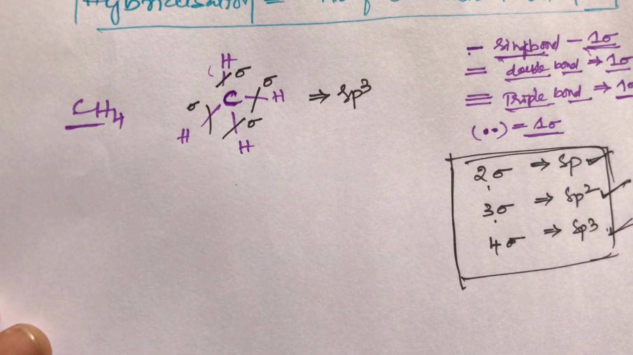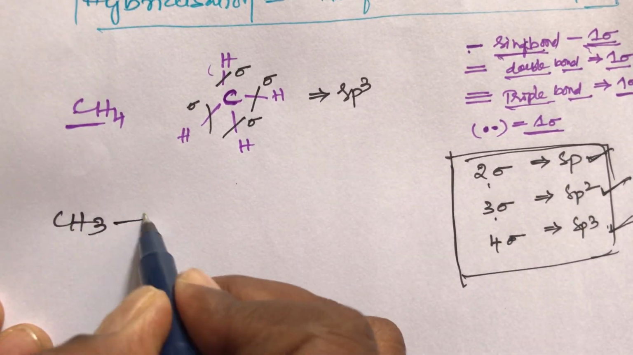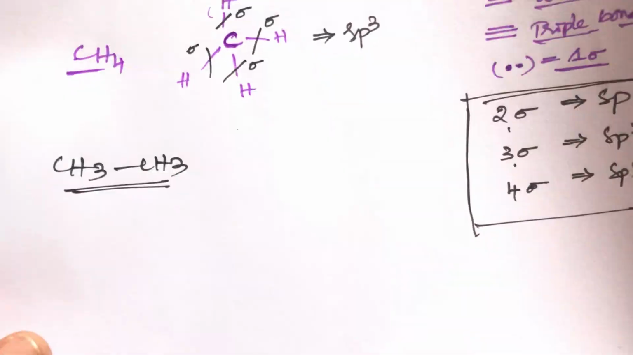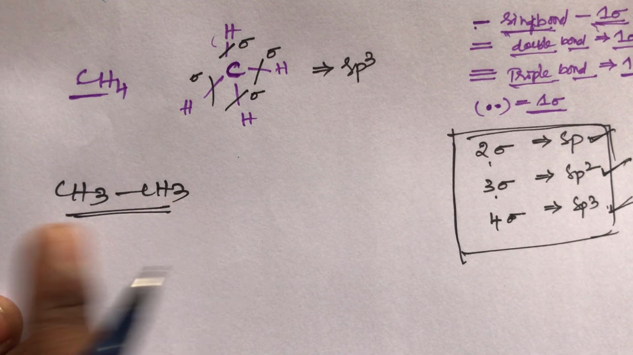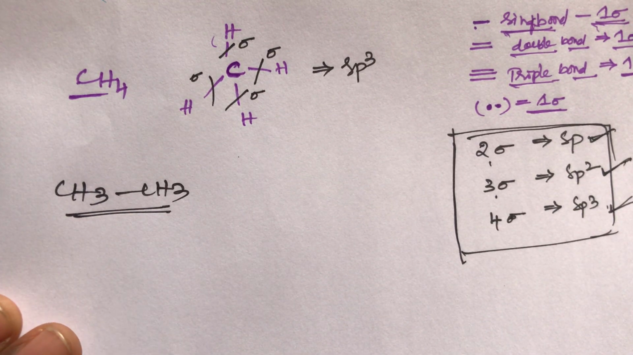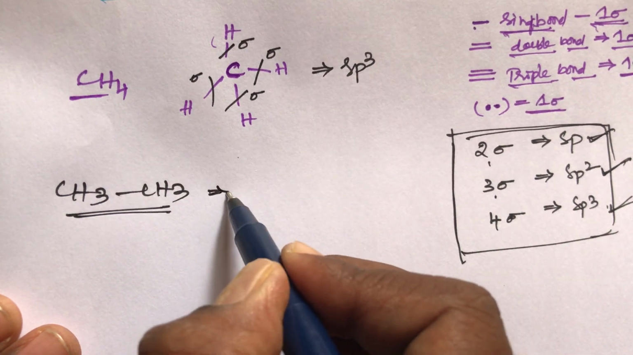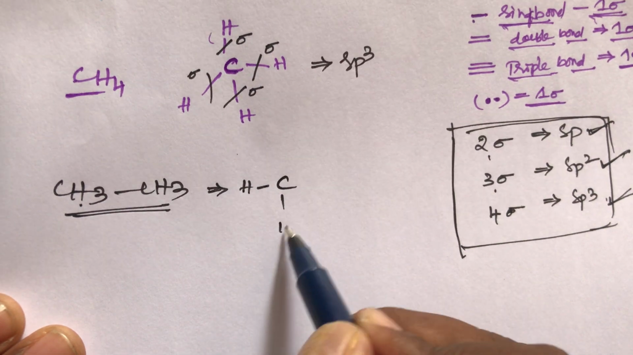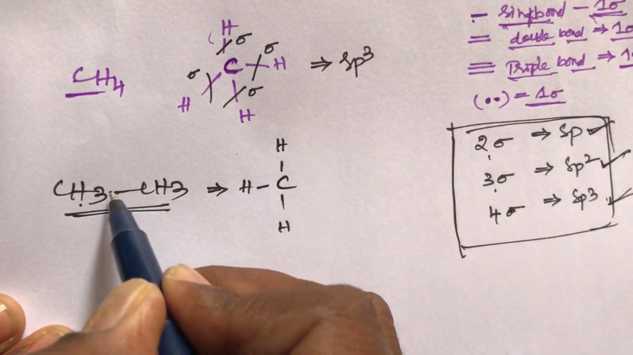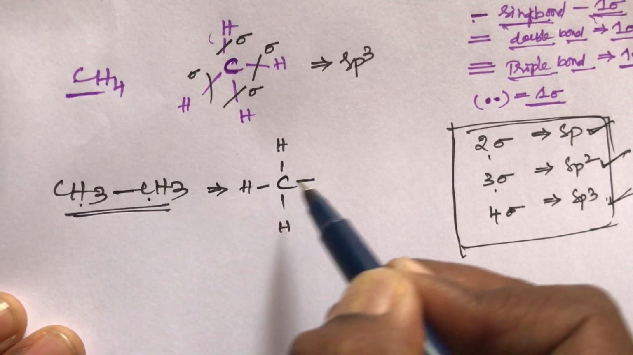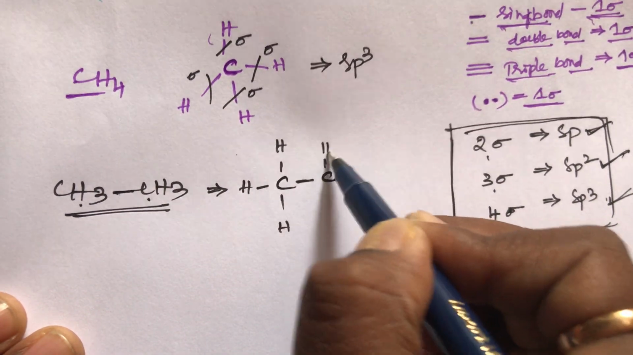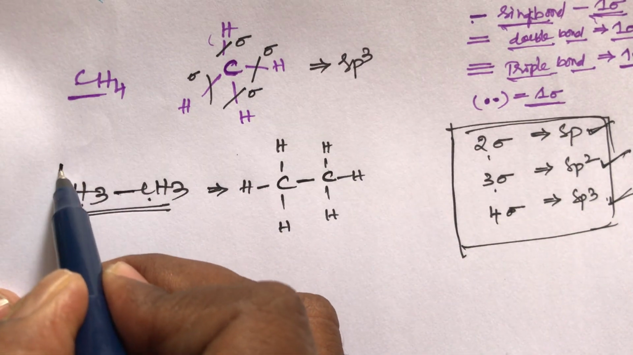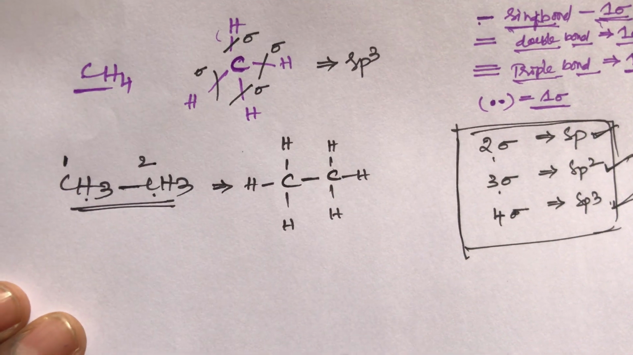Now take one more example, students. In the ethane molecule, CH3 single bond CH3, what is the hybridization of each carbon? I am writing the skeleton structure. This carbon is surrounded by 3 hydrogens, then a bond, and the right side carbon also has 3 hydrogens. There are 2 carbons here, a first carbon and a second carbon. We need each carbon's hybridization.